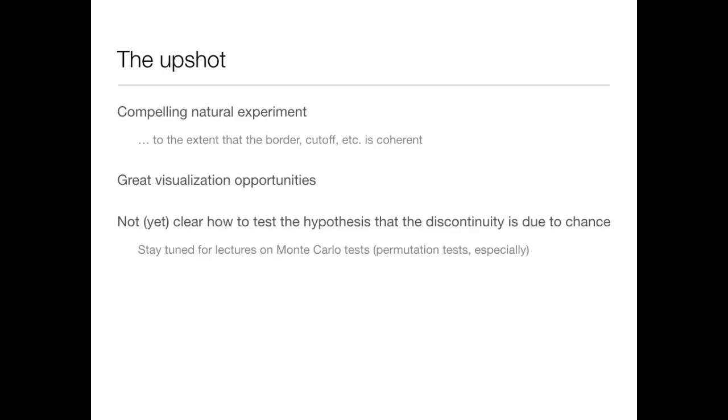Now, that said, it's still difficult. At this point in the class, we still don't have any tools that would allow us to test the hypothesis that this discontinuity is just due to random chance. And in order to make a compelling case in a regression discontinuity design, you either need a big discontinuity like the one in the incumbency advantage piece, or you need to have some test that will allow you to assess the hypothesis that this discontinuity is due to chance. We will have those tools in a few lectures down the line when we talk about Monte Carlo tests. We don't currently have them.